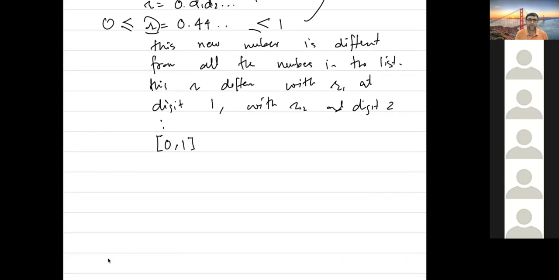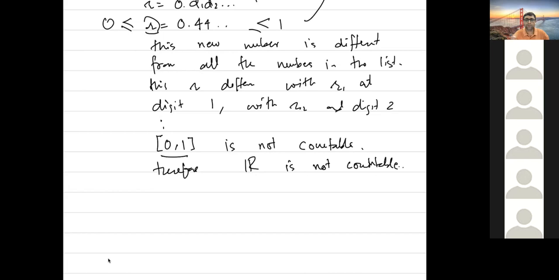Therefore, we cannot create a bijection from the set of natural numbers to each number in this interval. Therefore, this is not countable. Therefore, the set of real numbers is not countable. This is a kind of diagonalization argument given by Cantor to prove that the set of rational numbers is countable and the set of real numbers is not.